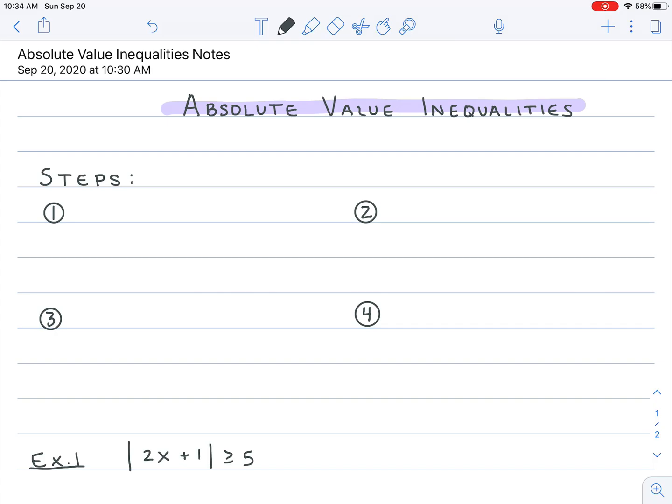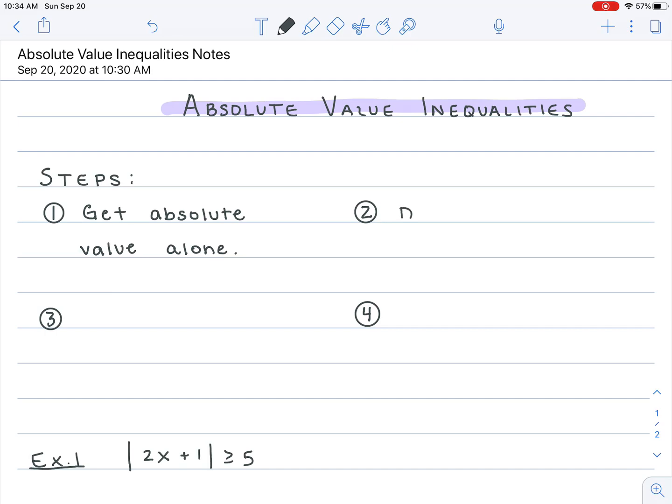So what I'm going to do first is write out the 4 steps we have to follow to solve these. And we're going to do 2 examples together. So the first one, just like the equations, we have to get the absolute value by itself. So you want to get it alone on that side of the equation. So you're going to add or subtract numbers, divide by anything. You want it completely by itself.